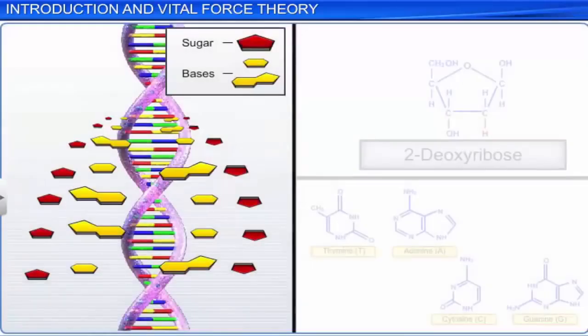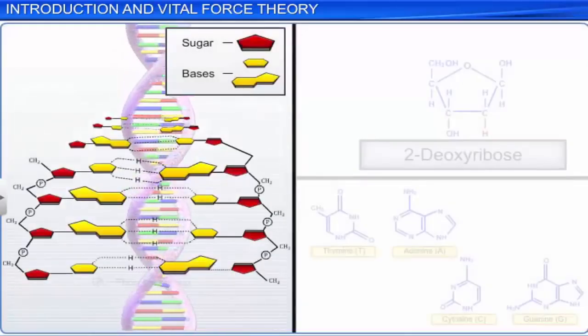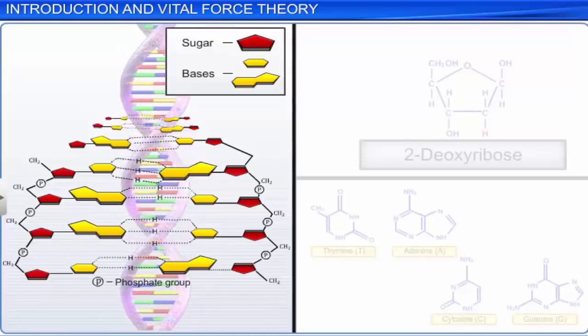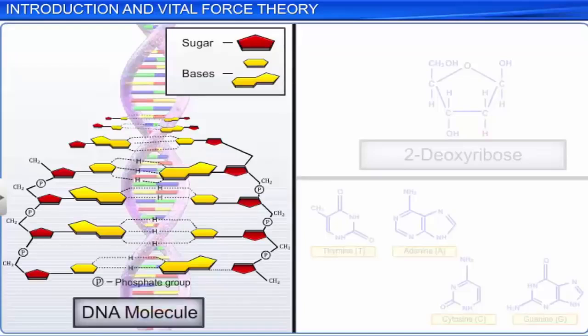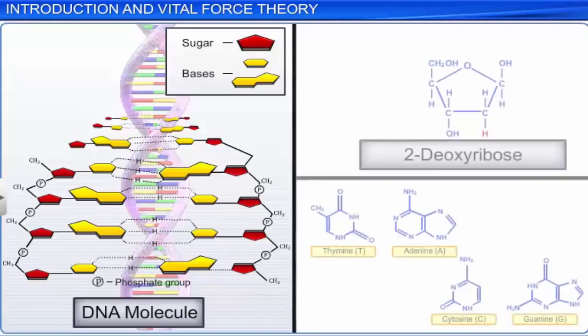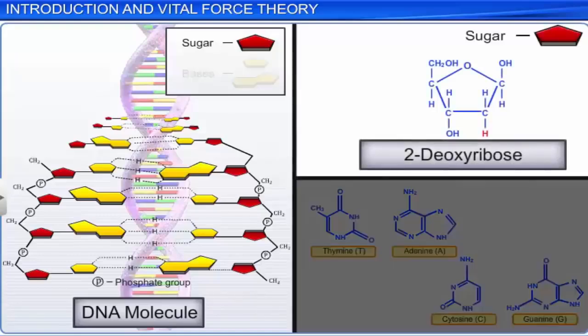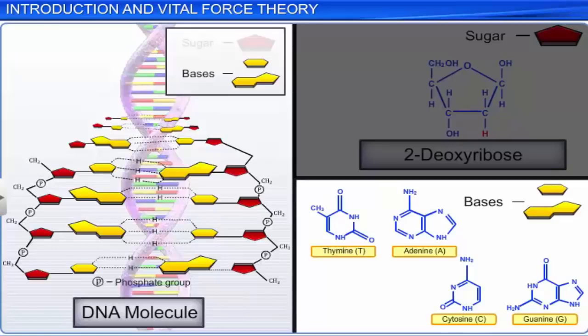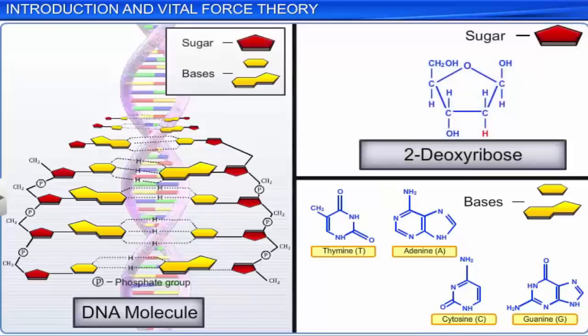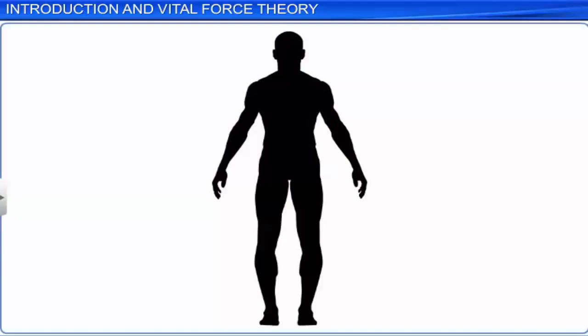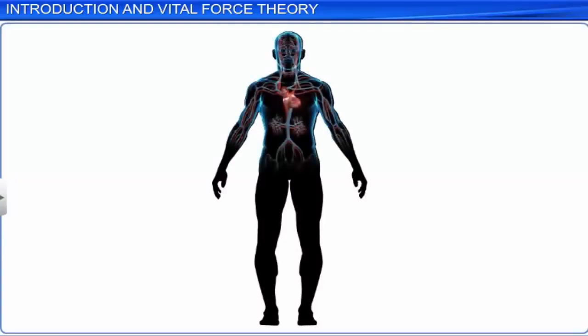Organic compounds form the basis of life. For example, deoxyribonucleic acid or DNA is made up of sugar-like 2-deoxyribose and nitrogenous bases. In blood, muscles, and skin.